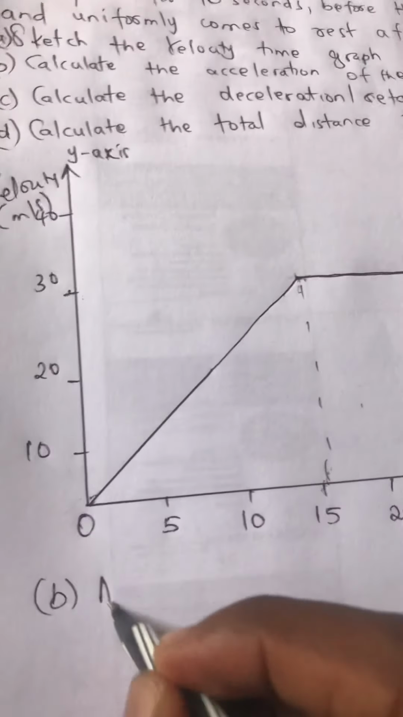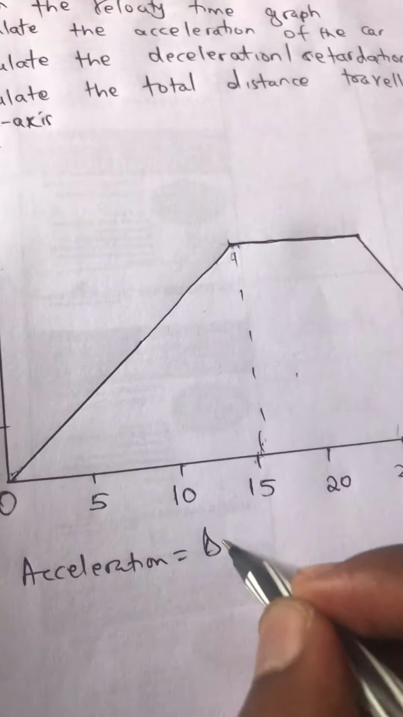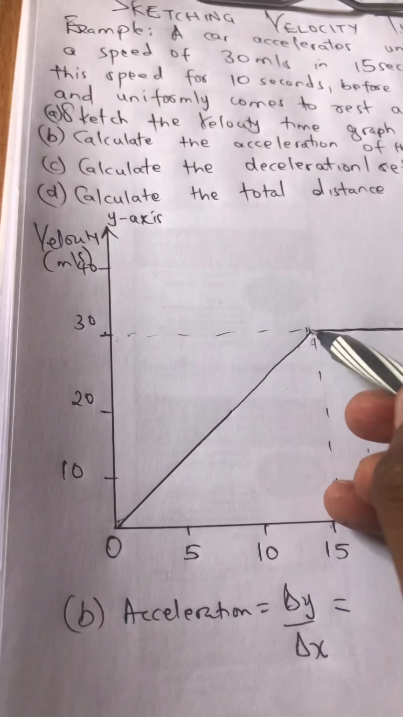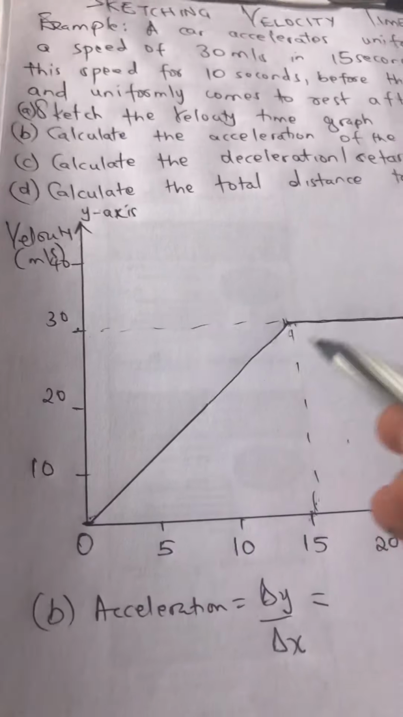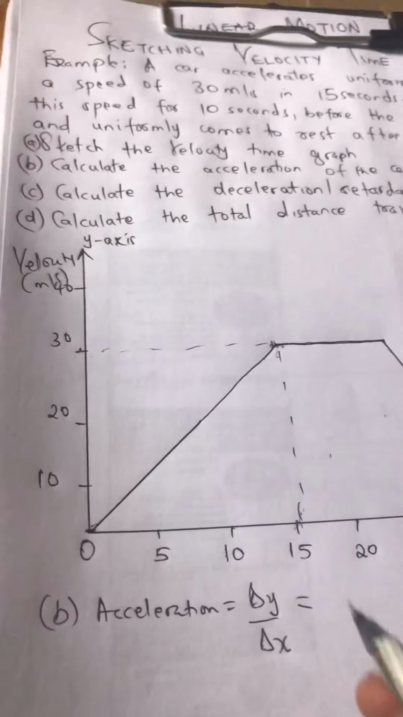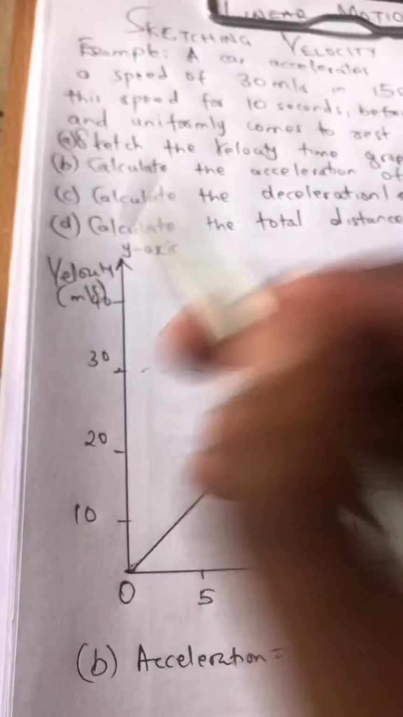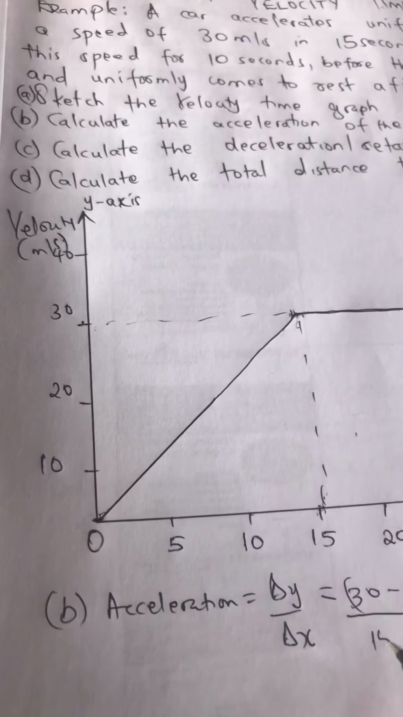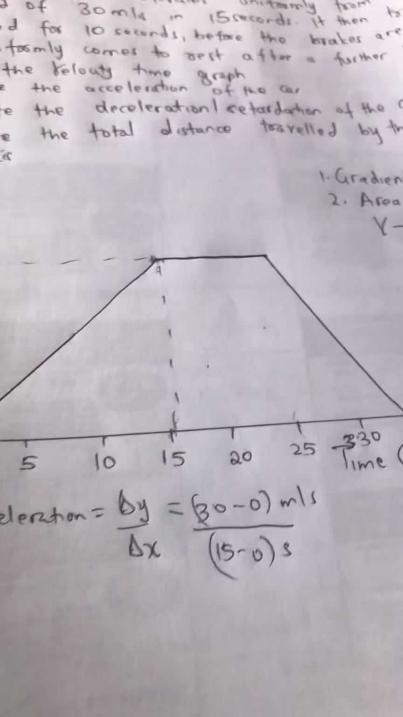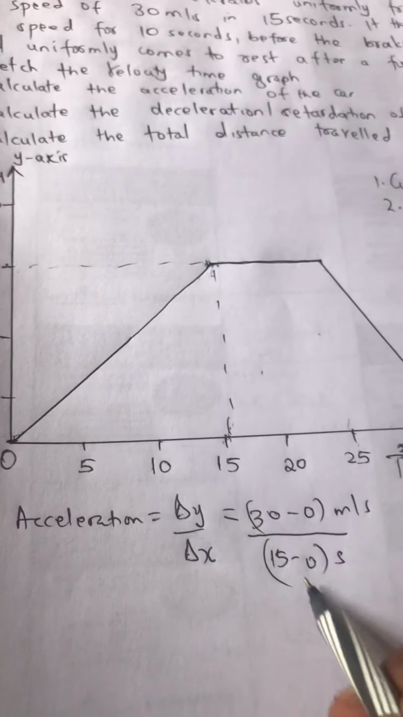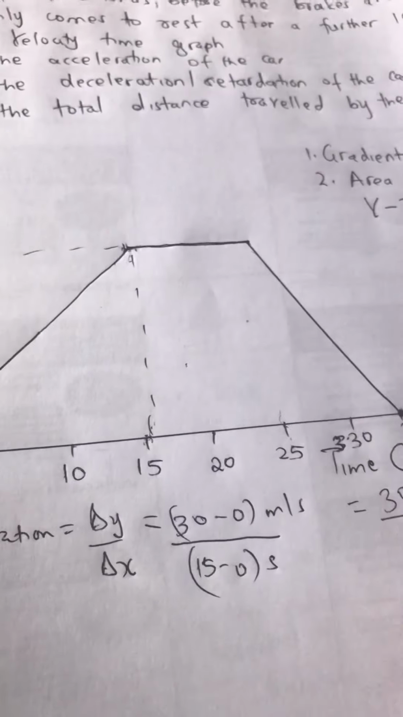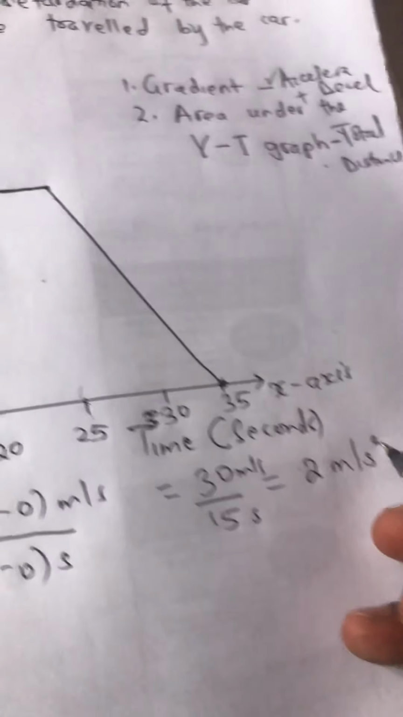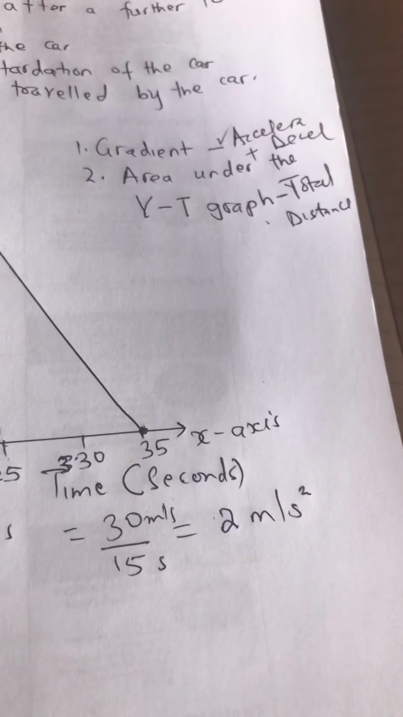To get acceleration, we get the gradient, which is equal to change in y over change in x. Change in y will be 30, because remember, this is 30. 30 minus 0. We are looking for the gradient of this shape. This is meters per second, because that is the unit for velocity, divided by the change in x. We get the change in x from this line, 15 minus 0, and this is in seconds. So 30 minus 0 is 30 divided by 15 minus 0 is 15. This is meters per second, and this below is seconds. So this will be 2 meters per second square. That is our acceleration.